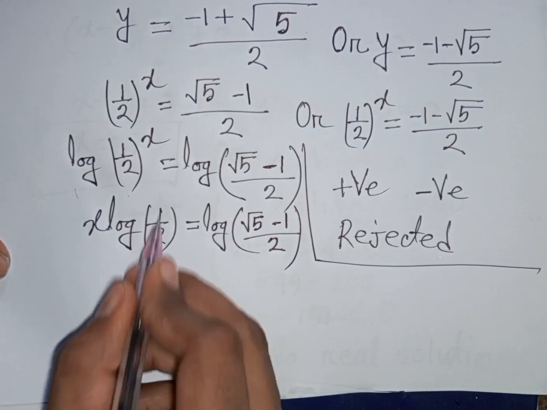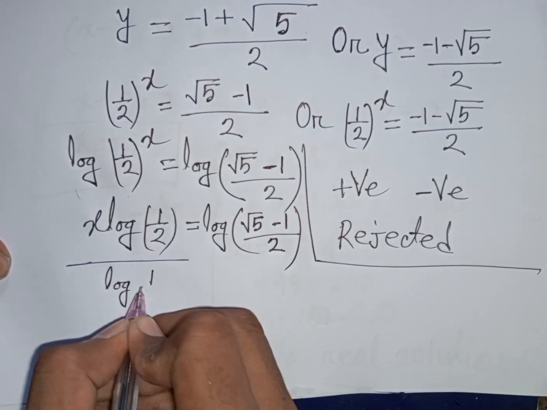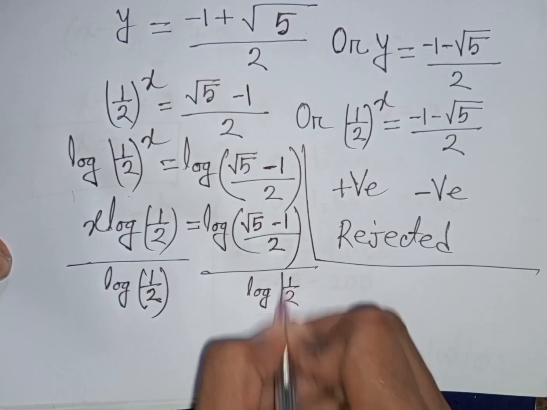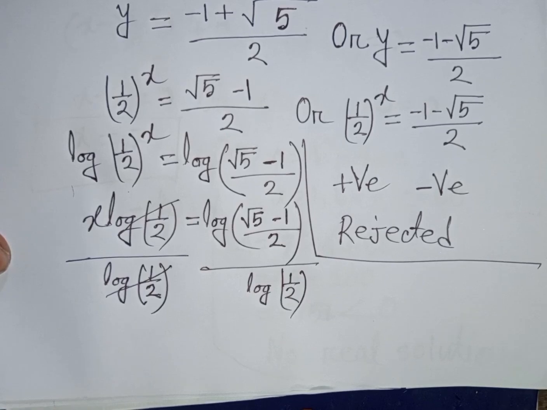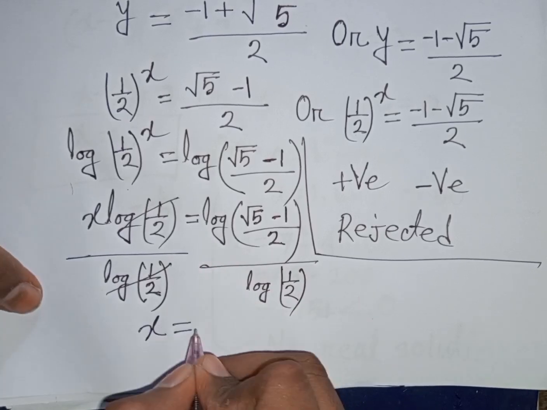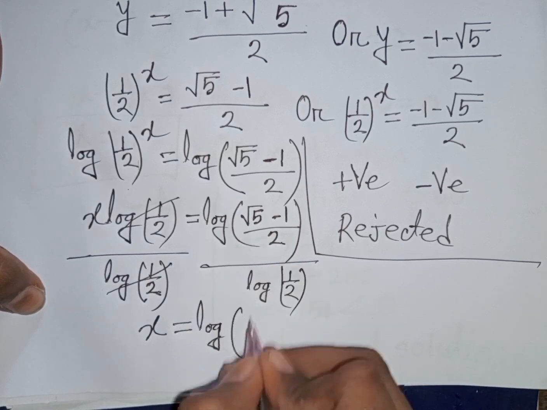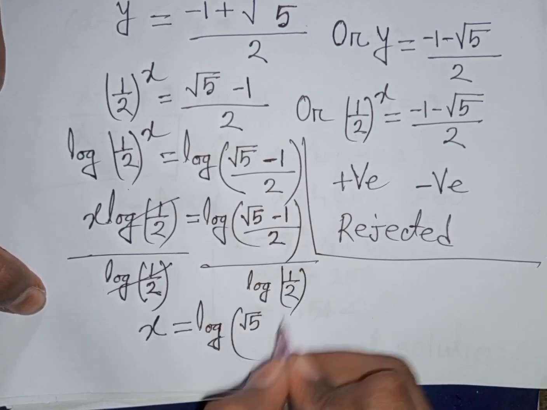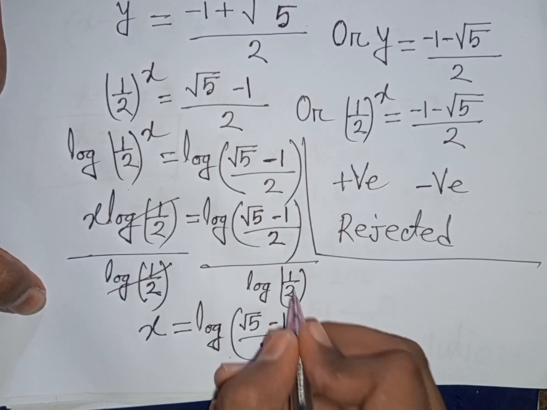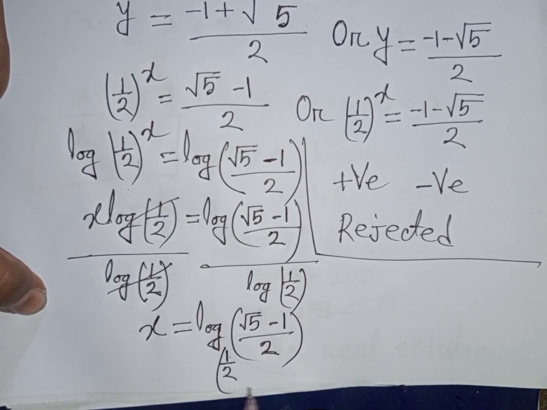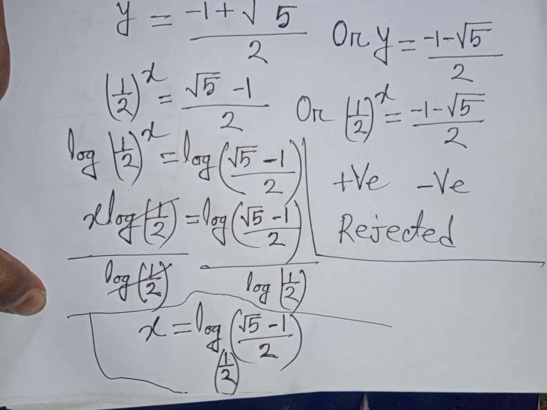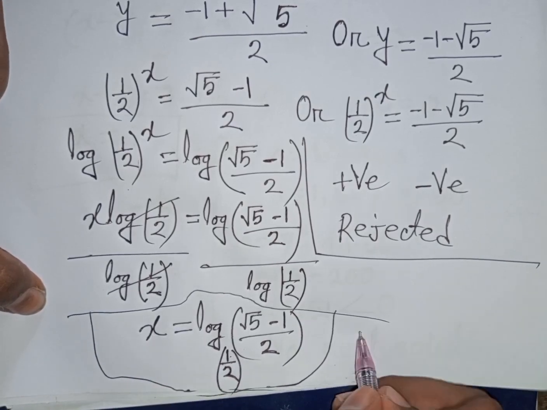Now we need the value of x, so we divide by log of 1 by 2 on both sides. So this log of 1 by 2 and this log of 1 by 2 will be cancelled. So here x will be equal to this divided by this, that means it will be log of (square root of 5 minus 1) over 2, then base of 1 by 2. So this is the value of x, so this is our final answer.